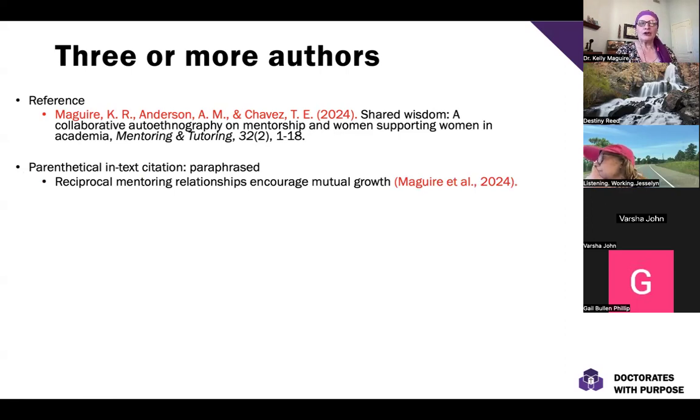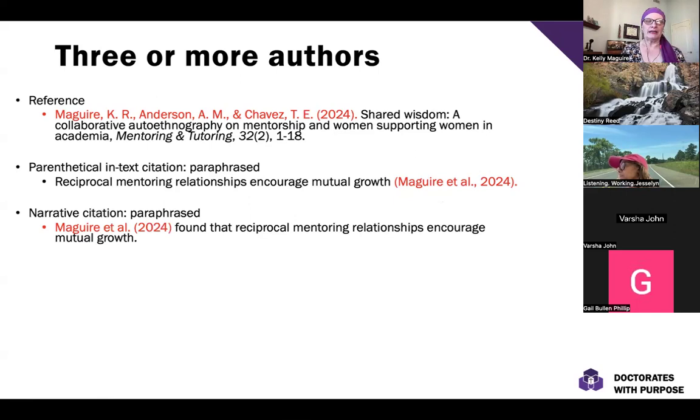So in a parenthetical in-text citation paraphrased with 3 or more articles, it would look something like this. I did not copy this straight out of the article. I had to rework some of the wording so that I did not plagiarize. So it says reciprocal mentoring relationships encourage mutual growth. Now, because Anderson and Chavez are the et al., the only name that shows up in here is the first name in the reference. So just as a reminder, you put the author's last name, a space, et, no punctuation, just a space, al, period, followed by a comma. Again, I know that looks weird, but it is correct. The space and the year of publication.